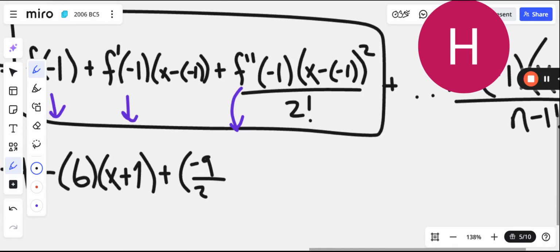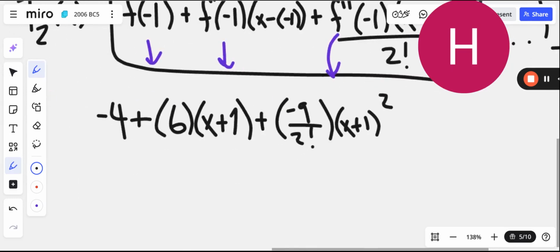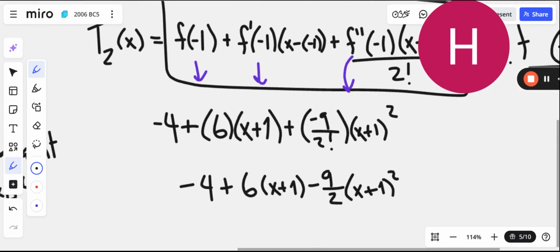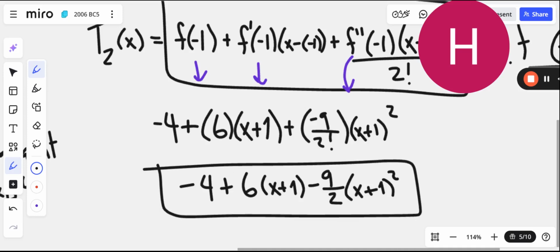-9 over 2 factorial, which is just 2, times (x plus 1) squared. So -4... I mean, you could work this out, but you really don't have to. I think it's fine to leave it in this format. In fact, it kind of shows that you realize this was relative to the factor x plus 1. So that's our Taylor polynomial.